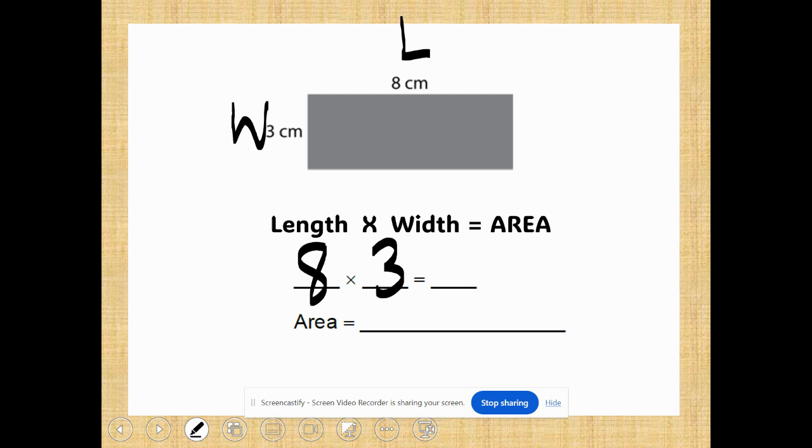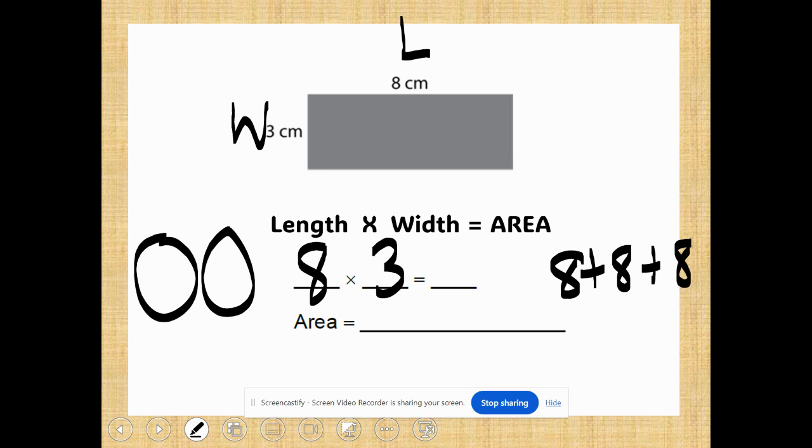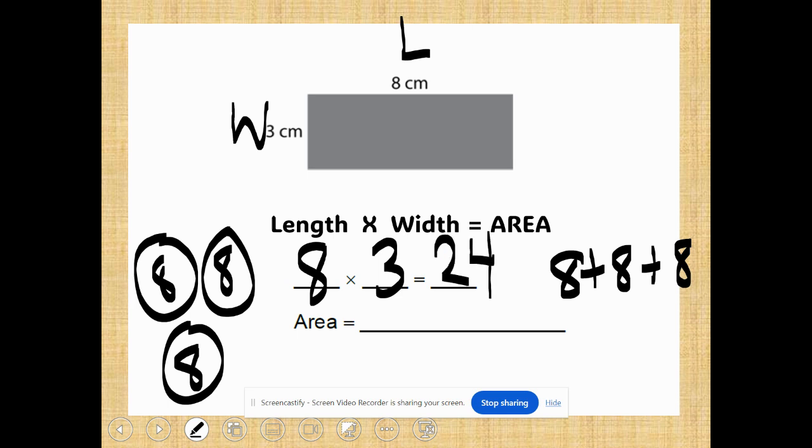8 times 3. Again, if I don't know what 8 times 3 is, I'm going to use one of my multiplication strategies. So remember, I have multiplication strategies. I can say 8 plus 8 plus 8. That's a strategy, right? Repeated addition. I can also do 3 groups of 8, right? And I can put dots inside instead of drawing the eights. But I need to know a strategy if I don't know what 8 times 3 is. So 8 times 3 is 24. So my area for this shape is 24. So the inside of the shape is 24.